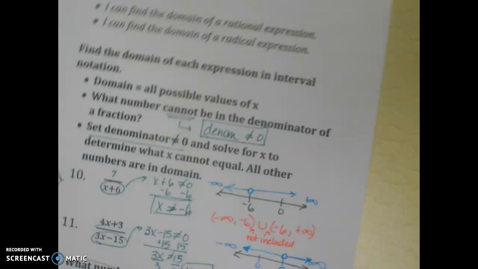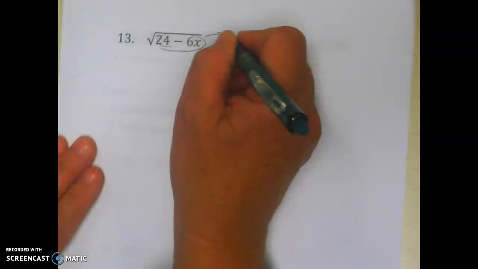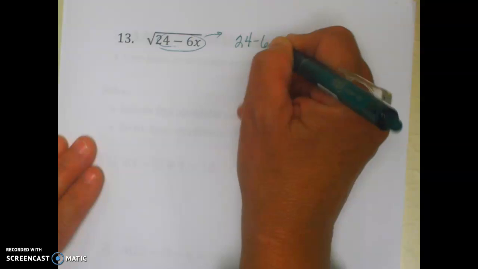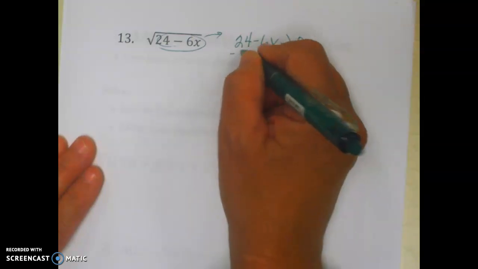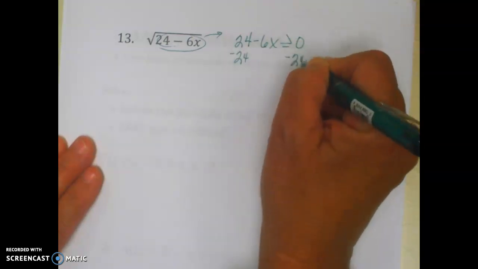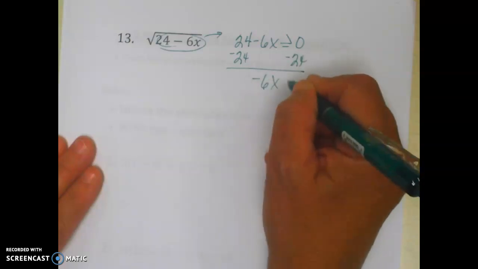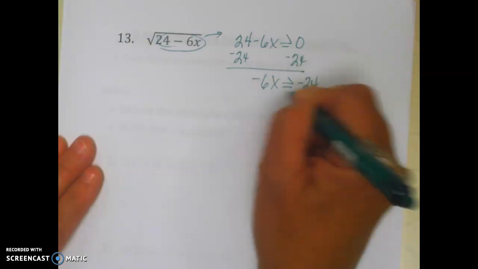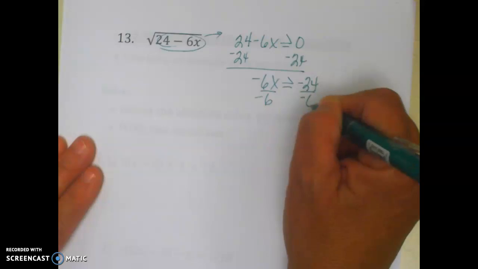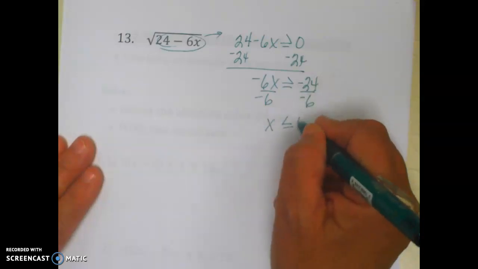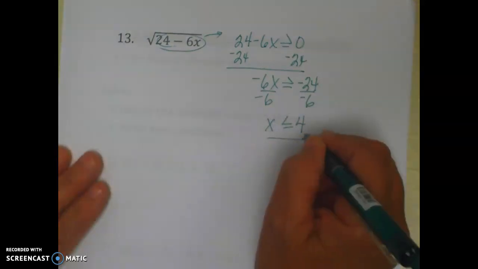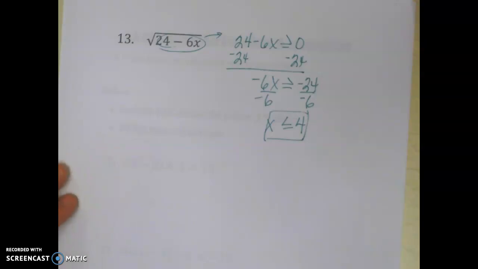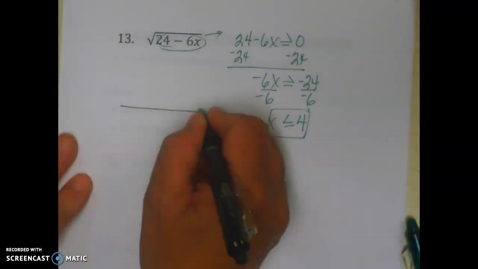Okay, we're going to do one more under the radicand. This is a really short lesson on this one. Okay. Again, this is a radical, so the radicand, whatever's under here, has to be greater than or equal to 0 because it has to be positive. We subtract 24 from both sides. Okay, negative 6x is greater than or equal to negative 24. I'm going to divide by negative 6. When we divide by a negative number, we flip the inequality, and that's my domain for my radical in equation form. I'm going to graph it.